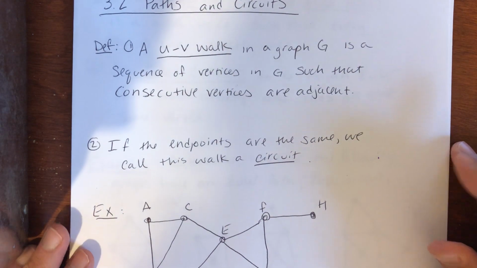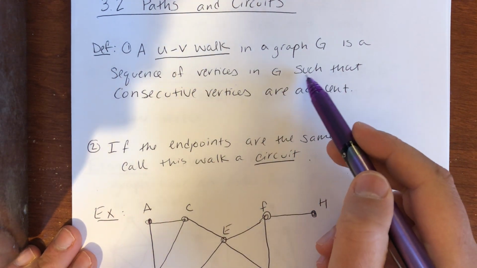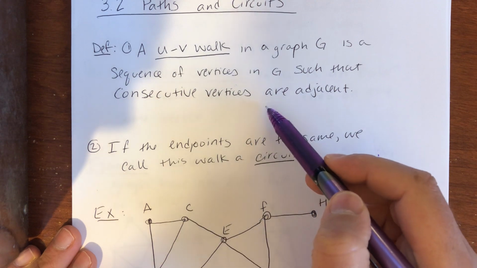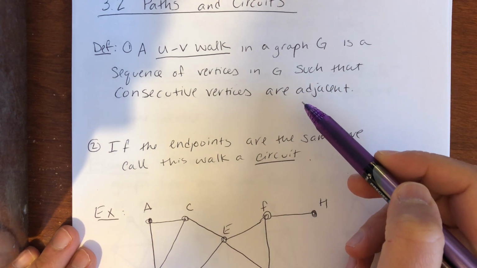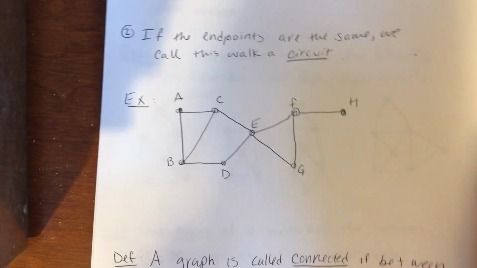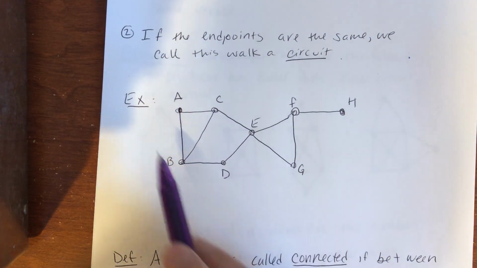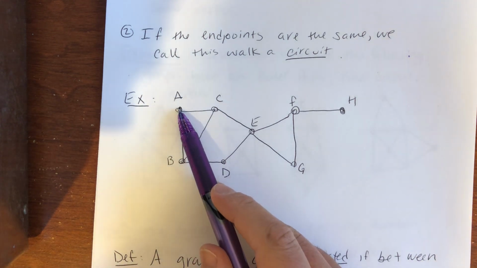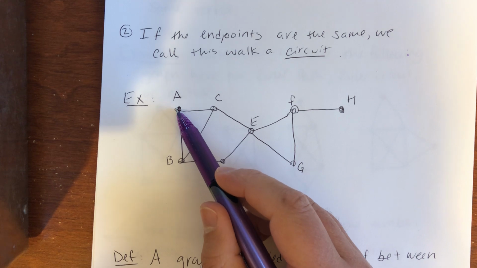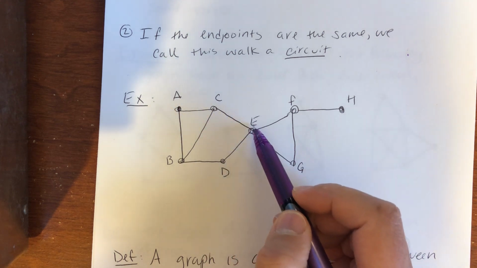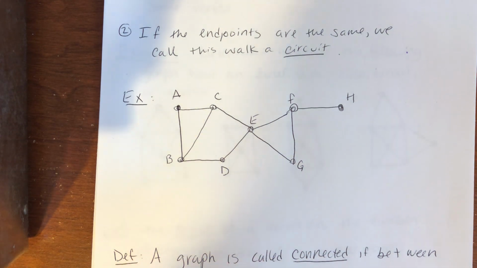So we say in a graph that a U to V walk is just a sequence of vertices in a graph such that consecutive vertices are adjacent. Remember, adjacent in a graph means they're connected by an edge. So a walk from U to V just means starting at U. I don't have any U here, so maybe an A to B walk would be: start at A, go through a sequence of adjacent vertices, and land at B.